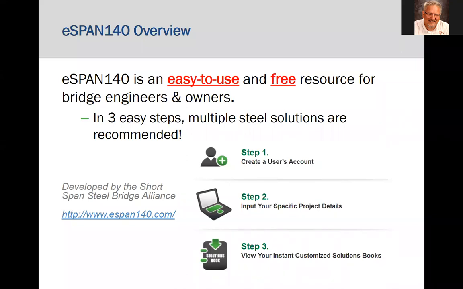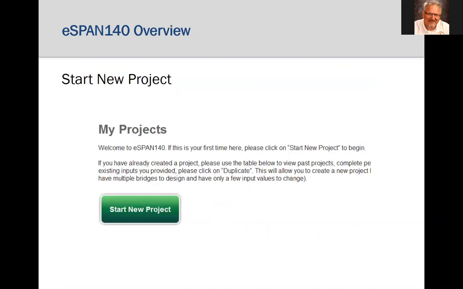We will step through the eSpan 140, but we will not pay much attention to the details. The best way to learn what eSpan can do for you is to try it out with an example bridge or two to see how it can help you. So after creating an account for step 1, you are ready to design your bridge.